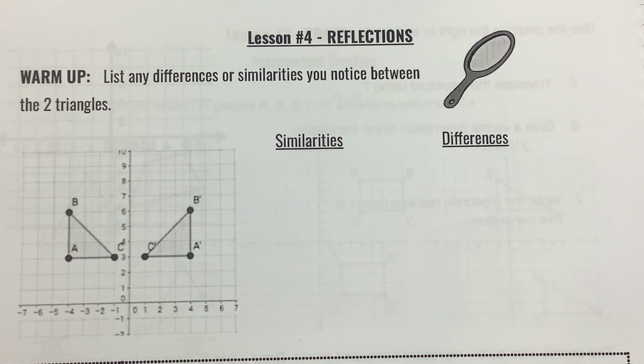Bono. We are in Book 3, Chapter 6, Transformations, Lesson 4, Reflections. All right, I'd like you to take a look at these two figures and list any differences or similarities you notice between the two triangles. Let's start with you do the work.